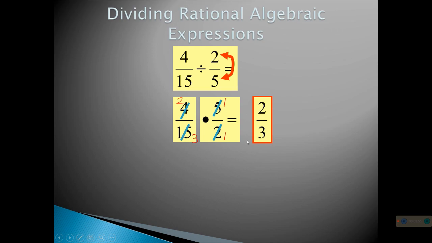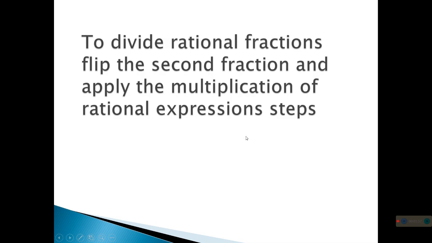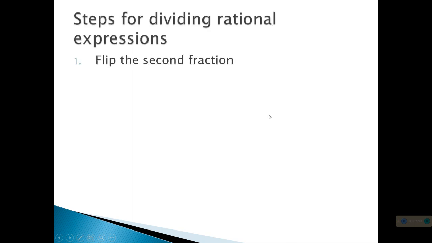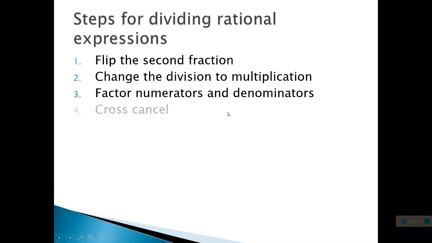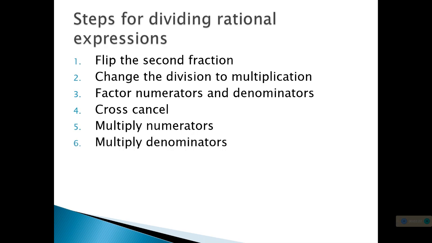Okay? I hope you recalled how to divide fractions. So let's now proceed with how to divide rational fractions. To divide rational fractions, flip the second fraction and apply the steps for multiplication of rational expressions. Flip the second fraction, change the division to a multiplication sign, factor the numerators and denominators, cross-cancel, multiply numerators, multiply denominators, and simplify if needed.